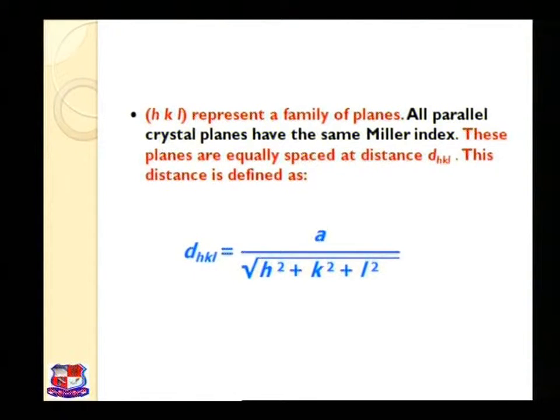Here D is represented as interplanar distance, which is equal to A upon under root h square plus k square plus l square, where HKL represents a family of planes. To derive this interplanar distance, we are going to just get the equation. Let us start with the equation first of all.